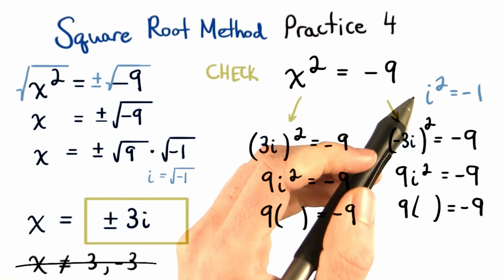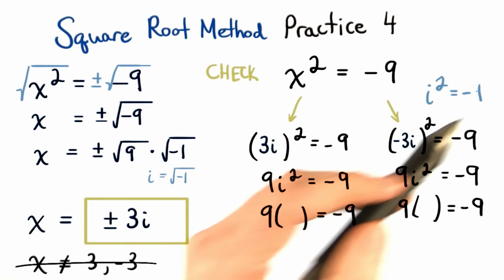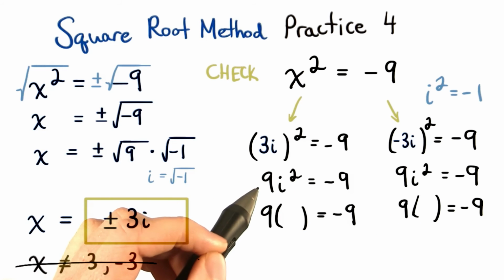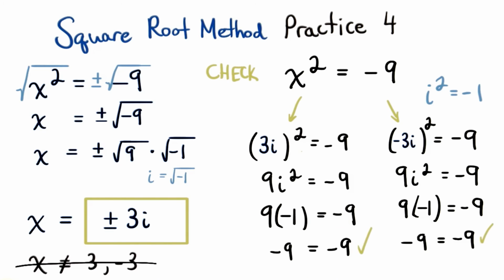And remember back from before, i squared equals negative 1, so we can substitute that in here. This effectively changes the sign of these terms. This gives us a check of negative 9 equal to negative 9 in both cases. So we can be confident knowing that our answers are correct.